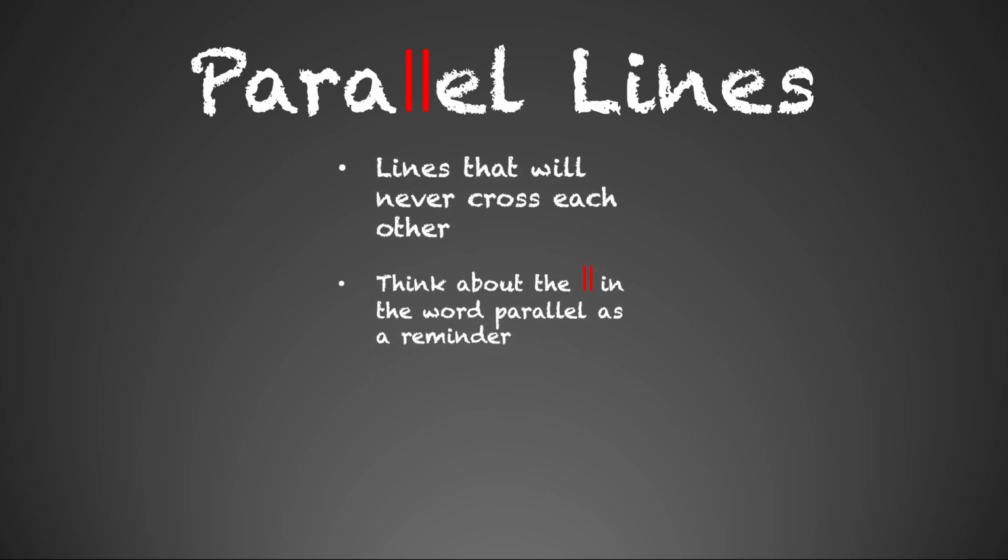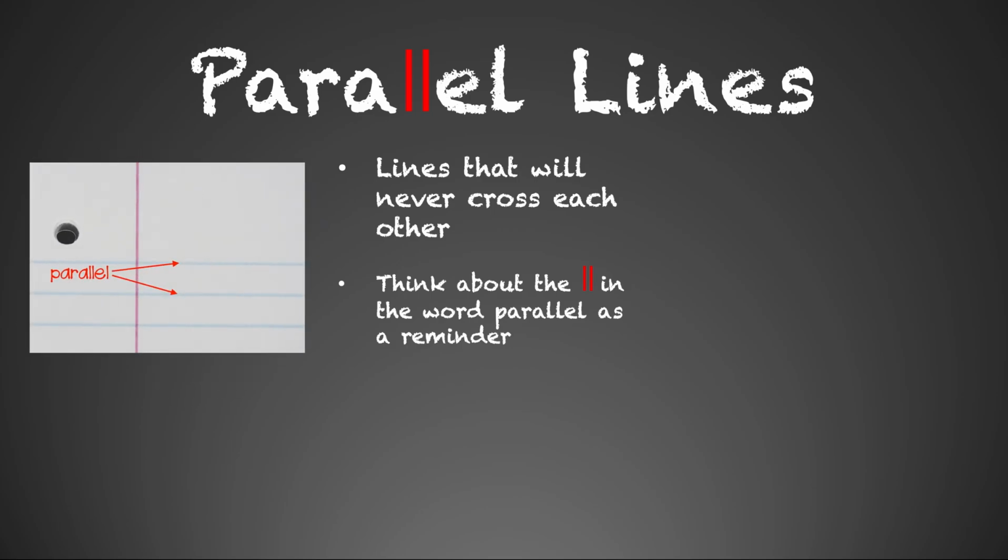Here's some important words. Parallel lines. Notice in the word parallel that we have two L's that are red. A parallel line is a set of lines that will never cross each other. Look at the L's in parallel as a reminder. Those lines, if kept going, will never cross. Let's take a look at an example. Like on a piece of paper, the blue lines are parallel. Those lines will never cross each other.